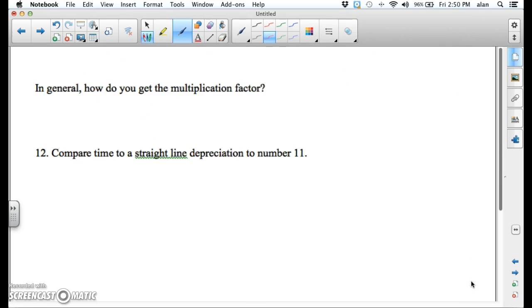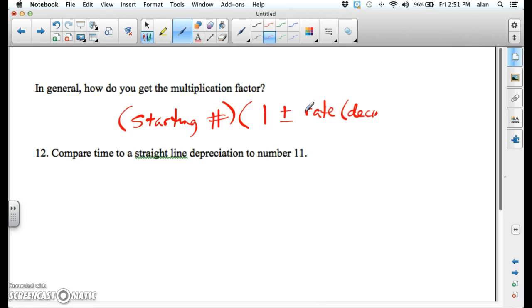Next problem. In general, how do you get the multiplication factor? So what did we do in the last 2 problems? Basically, what we're doing is taking our starting value, our starting number, and we're multiplying it by, well, we always had 1 plus or minus, depending on the scenario, whether we increase or decrease something, the rate. But remember, it's in decimal format. Rate as a decimal. And then we take that to the t power.